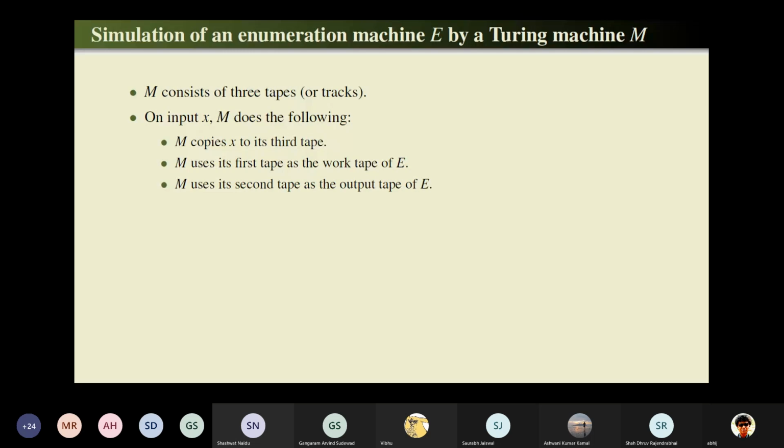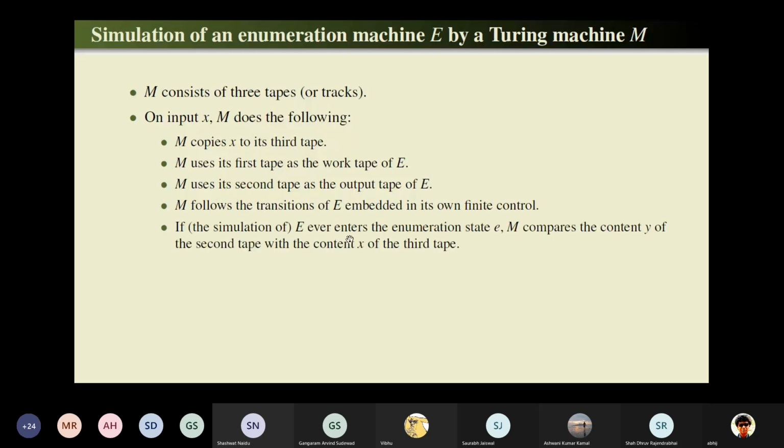And then it will keep on simulating E by following its transitions, which may be in the finite control of M, which can embed all the transitions of E. And if during the process E ever goes to the enumeration state, that is, if the simulation of E ever enters the enumeration state E, M compares the content of the second tape with the content of the third tape. The third tape contains the input of the machine M, and the second tape contains something that is enumerated by E.